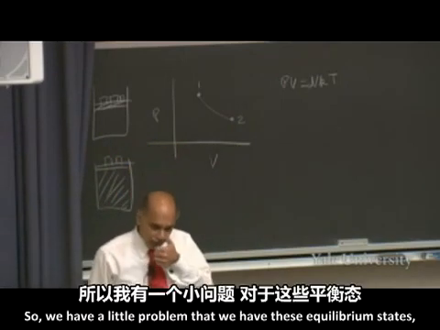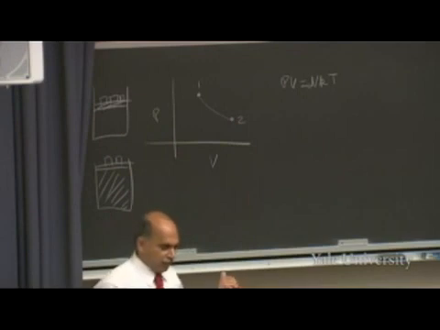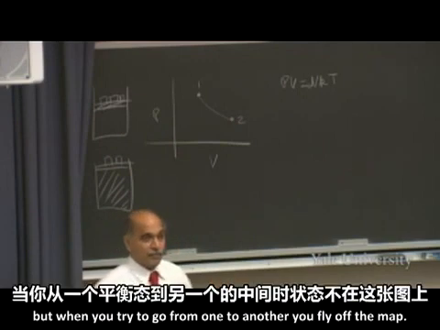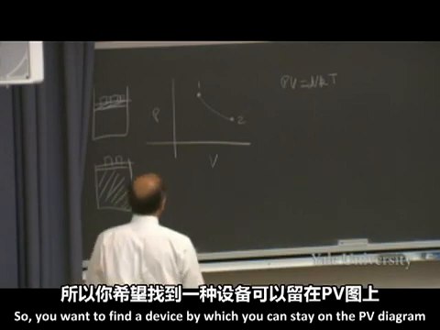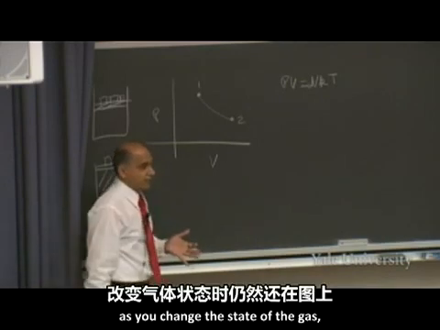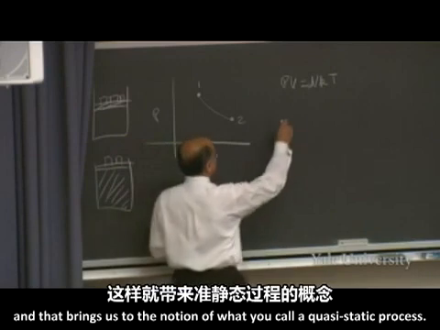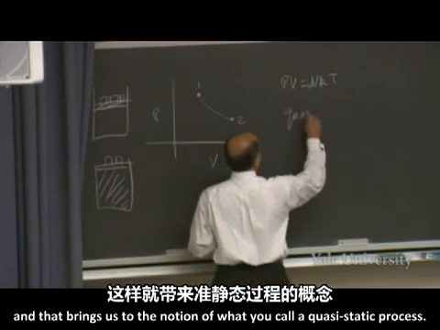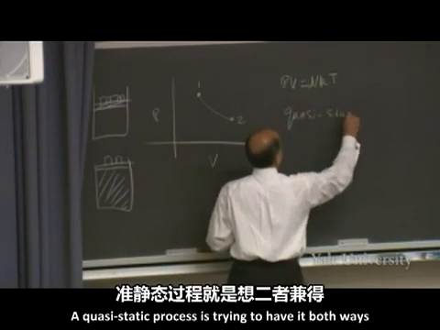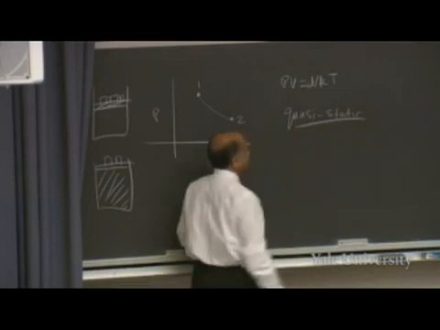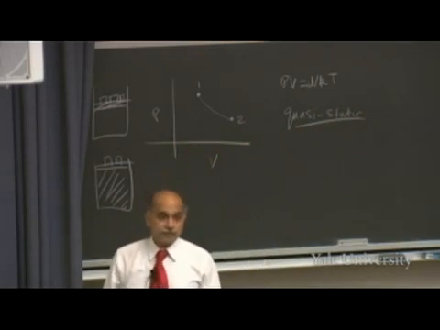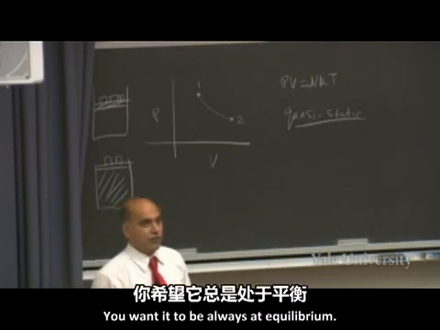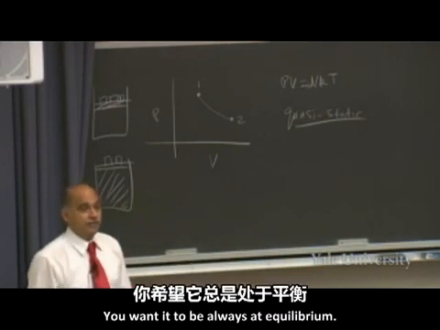So we have a little problem that we have these equilibrium states, but when you try to go from one to another, you fly off the map. So you want to find a device by which you can stay on the PV diagram as you change the state of the gas. That brings us to the notion of what's called a quasi-static process. So a quasi-static process is trying to have it both ways, in which you want to change the state of the gas and you don't want it to leave the PV diagram. You want it to be always at equilibrium.